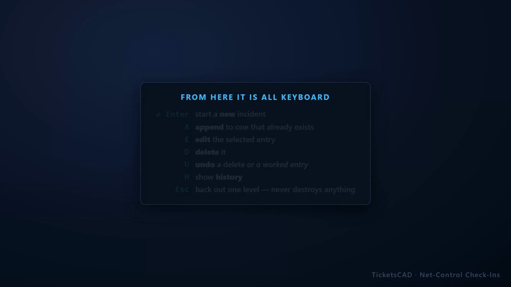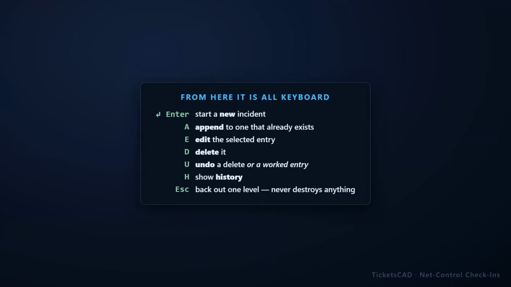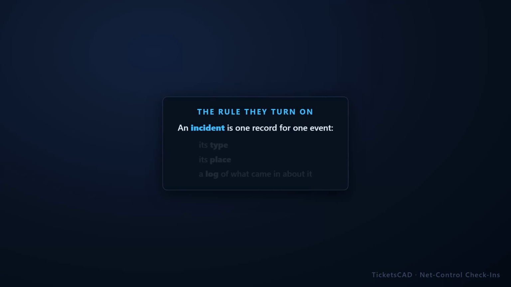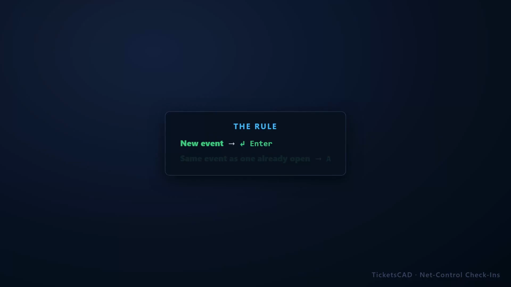From here, it is all keyboard, and the header keeps every key on screen. To do the work, Enter and A. Escape backs out a level, destroying nothing. Here is the rule they turn on. An incident is one record for one event, its type, its place, and a log of what came in about it. New event, Enter. Same event as one already open, A.